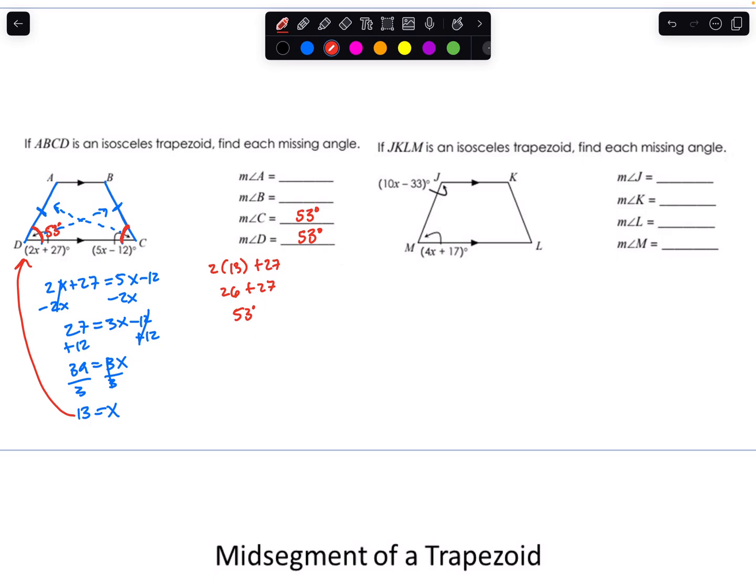Now to find the angles that are left over, I also know, I'll do this in orange, that angle A and angle D are side by side between the parallel lines. So those two angles will add up to 180 degrees, right? Angle A plus 53 degrees should equal 180. So when I solve for angle A and I move 53 over, the measure of angle A will equal 180 minus 53.